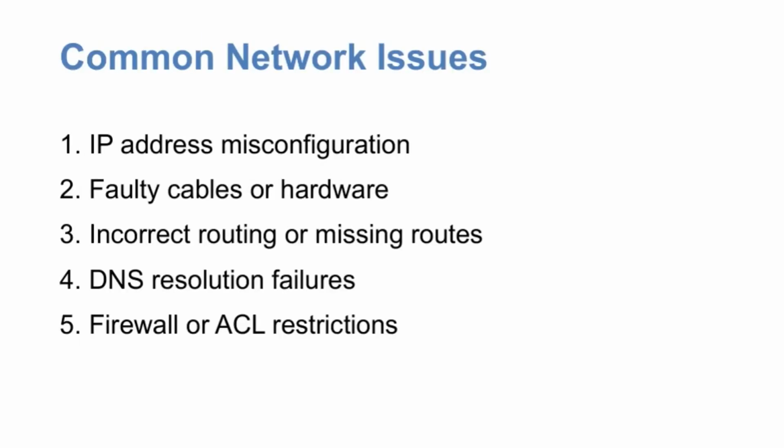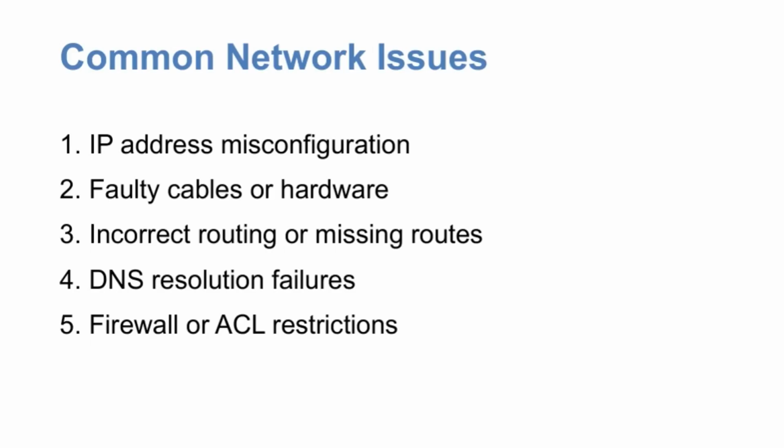Let's take a closer look at some of the common network issues that can cause disruptions. First, IP address misconfiguration is a frequent problem. If an IP address is set incorrectly, devices can't communicate properly on the network. Next, faulty cables or hardware, like damaged Ethernet cables or malfunctioning switches, can also lead to connectivity problems. Another key point is incorrect routing or missing routes. If the network routes aren't set up correctly, data might not reach its destination, causing delays or complete failures.